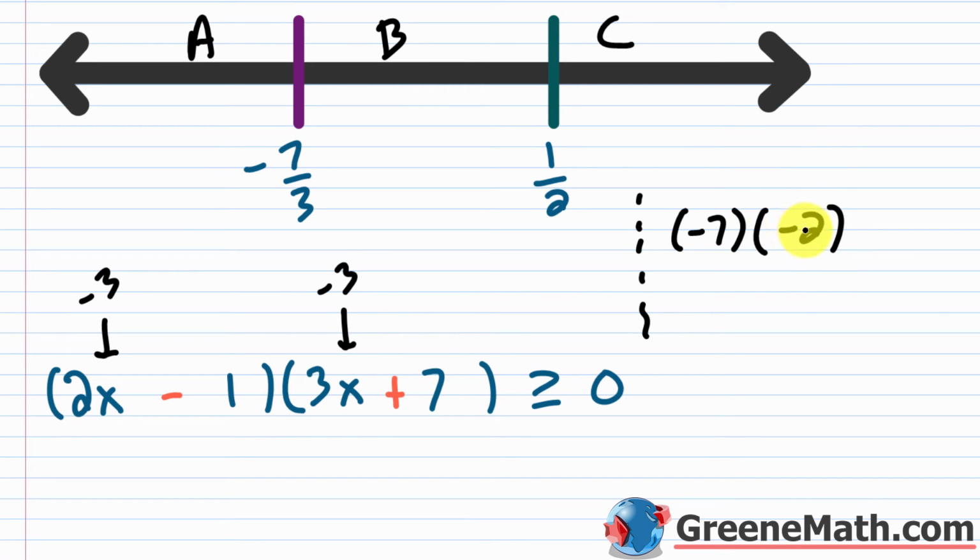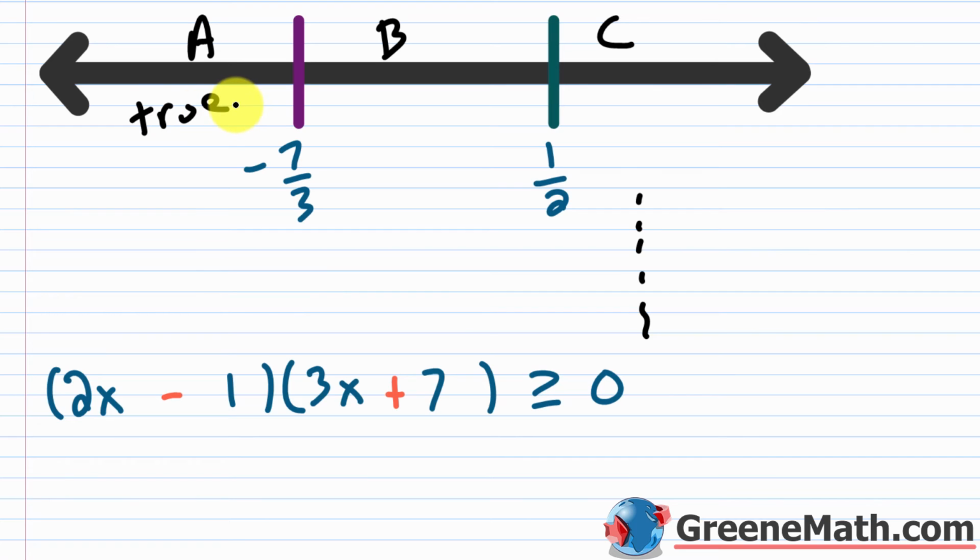So a negative times a negative is a positive, right? So we know this would be true. This would end up giving me 14, and 14 is certainly greater than 0. So get rid of this, and you could say that this is true. And again, we saw that with the graph. So for things in B, they shouldn't work, right?